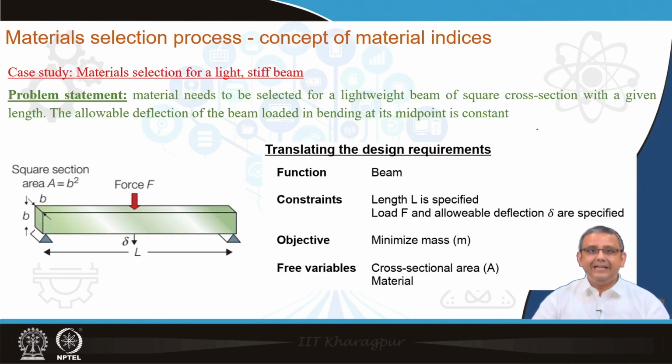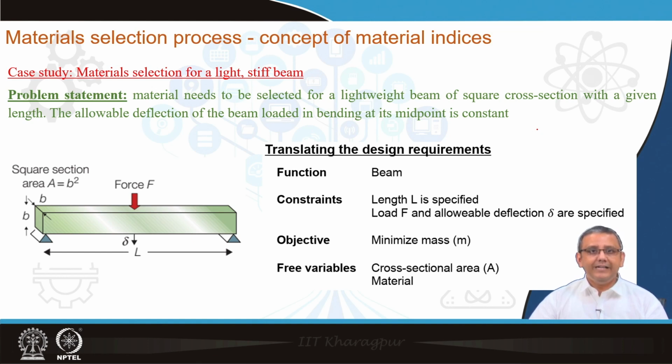So, one case study is being shown over here. This is again taken from the book of Professor Ashby on material selection. So, the problem is that we need to design a material for a lightweight beam of square cross section with a given length. The allowable deflection of the beam loaded in bending at its midpoint is constant.